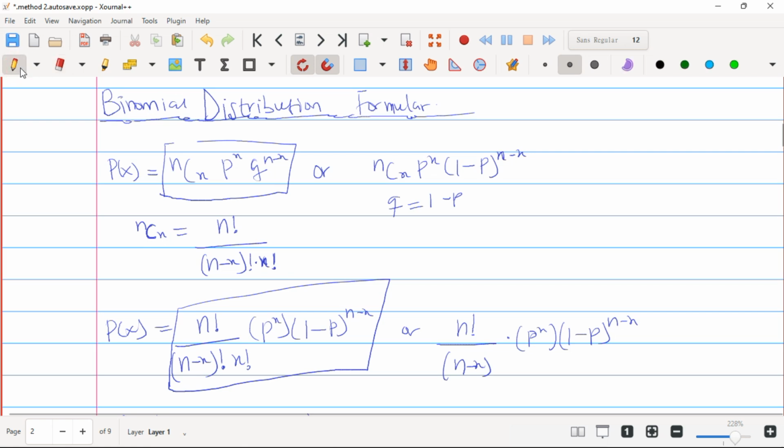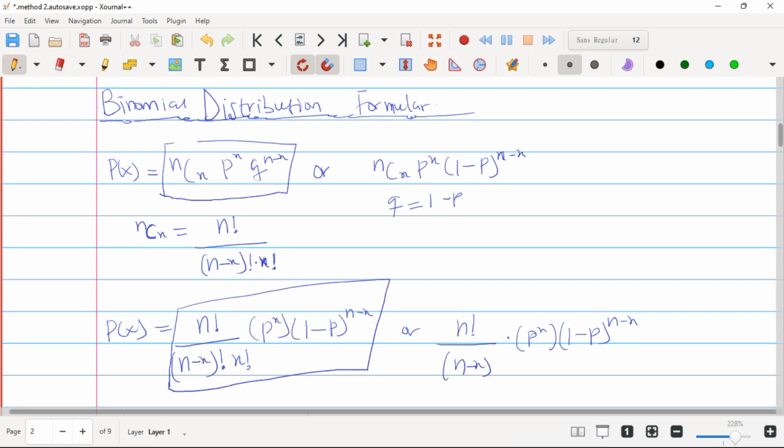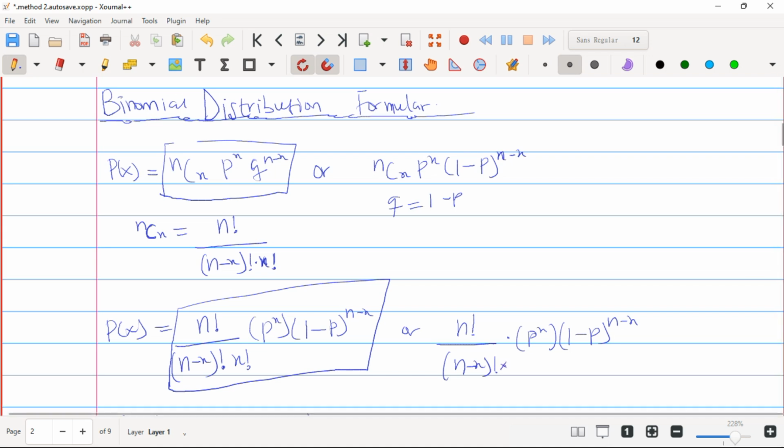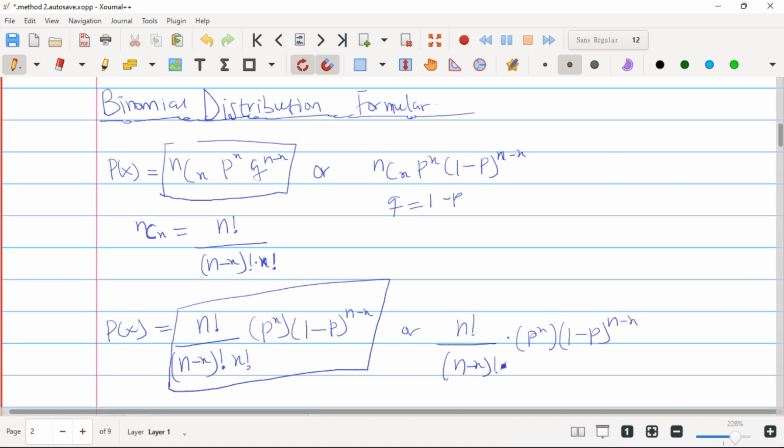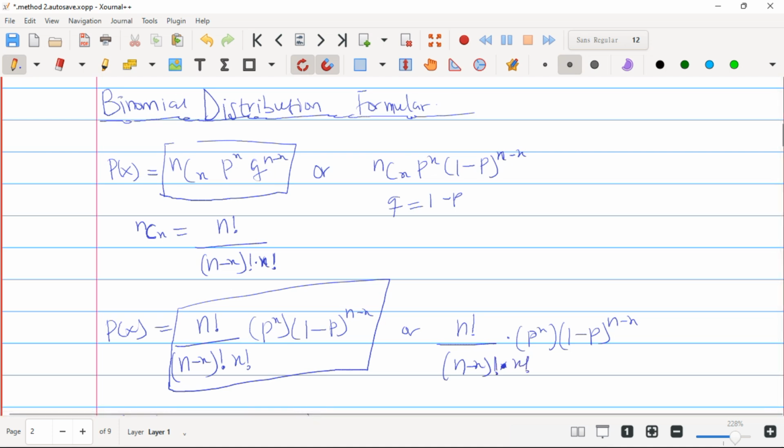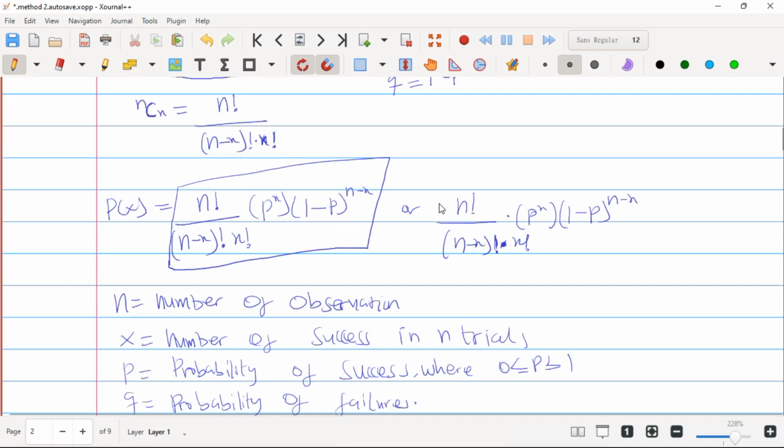I think I didn't finish this one, so combination times, or either you can use n factorial times x factorial. So you can write this whole thing in this form, or you can write this whole thing in this form. So this is the PMF for binomial distributions, right?